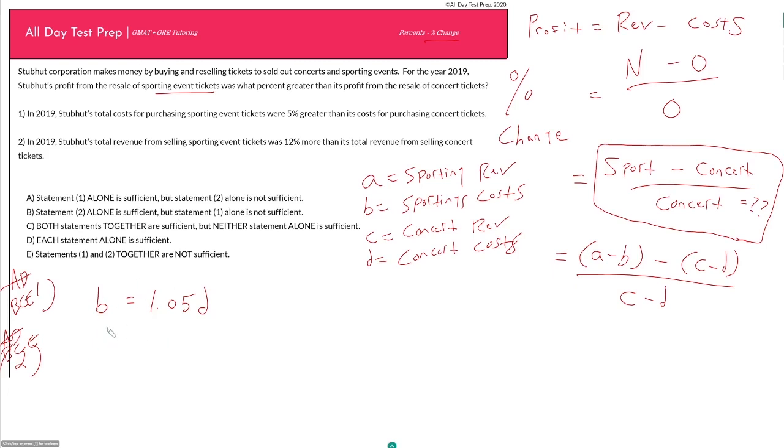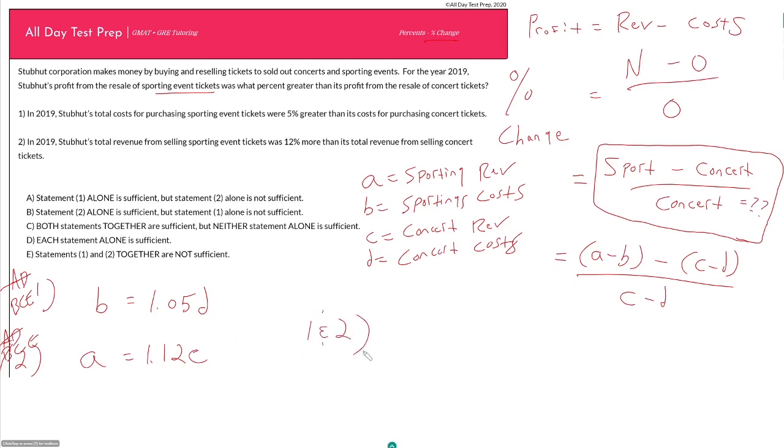But if I want to know what it is telling me, because I am going to have to look at them together, this is telling me that my sporting revenue, so A, is equal to 12% more than my concert revenue. So 1.12C. Again, I'm not going to plug this in here because it's obviously insufficient.